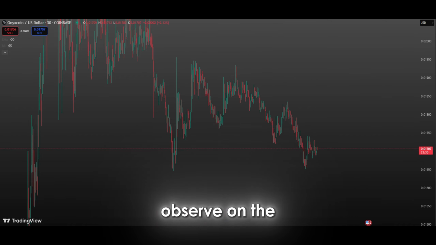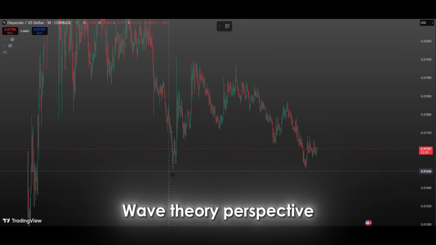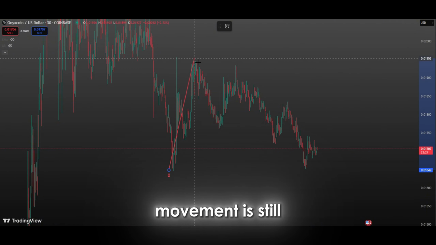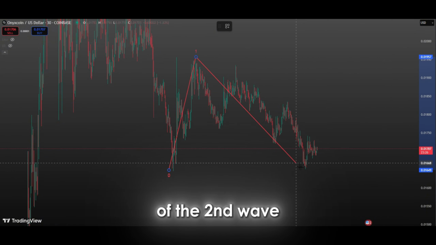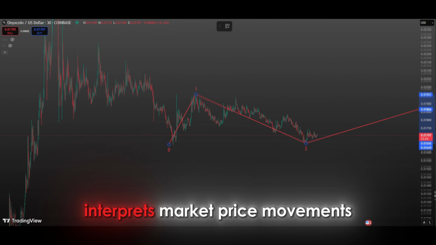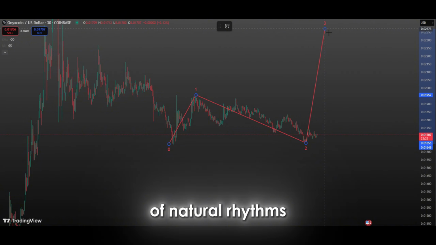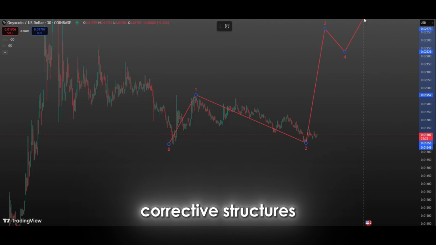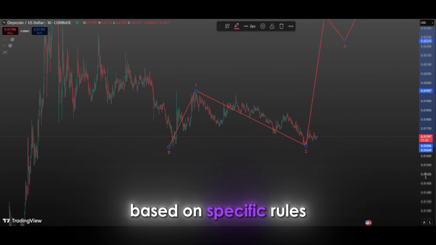As we can observe on the current chart, from an Elliott wave theory perspective, it appears that the price movement is still within the structure of the second wave. Elliott wave theory is a powerful analytical method that interprets market price movements within a framework of natural rhythms, identifying impulse and corrective structures based on specific rules.